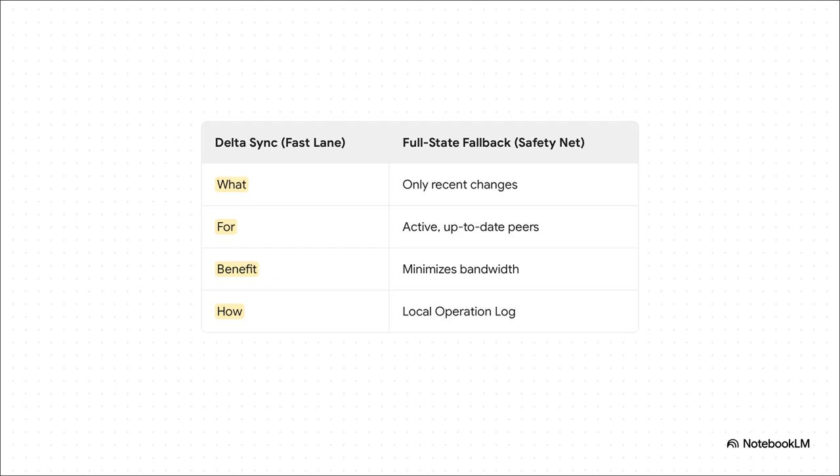And this is where GenosDB gets really, really clever. It uses what it calls a hybrid sync engine. Now, the best way to think about this is like having two different gears. For people who are online and working, it uses Delta Sync. This is the fast lane. It just zips over the tiny little changes that have happened since you last checked in. Super efficient. But for someone who just logged on for the first time or who's been offline all weekend, it shifts gears to the full state fallback. That's the safety net. It sends them the entire, complete, up-to-date data set. This way you get the best of both worlds: lightning speed for active users and bulletproof reliability for everyone else.